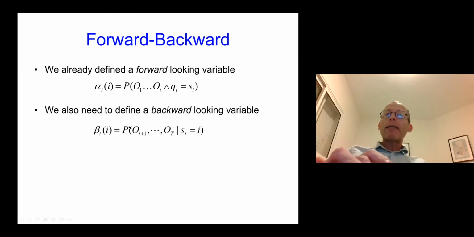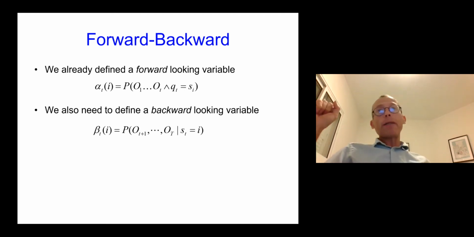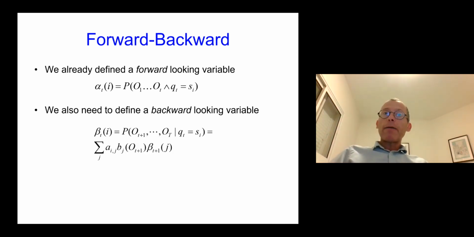But basically, beta T of I is P of OT plus 1 to OT, conditioned on ST equals I. Just the definition, okay? So again, all the observations after T, conditioned on the state at time T. I can define that. Now, I'm not going to show you, but you may want to derive it yourself. We can derive beta T of I using induction.